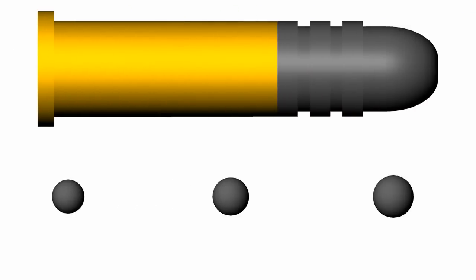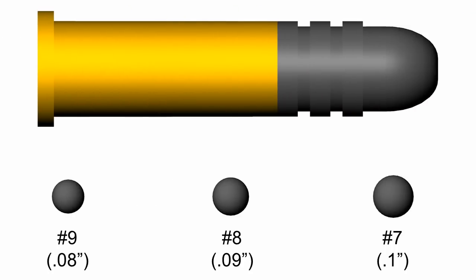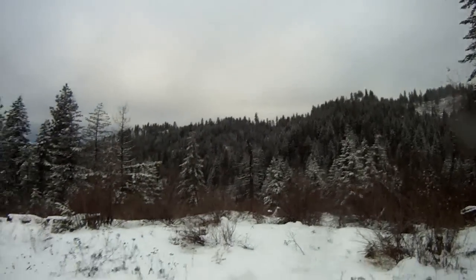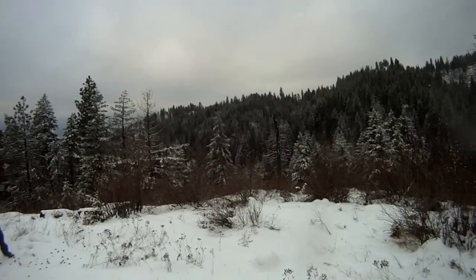Moving up the scale, we have number 9, 8, and 7 shot. Unlike minuscule number 10 and smaller sizes, this shot is heavy enough to remain effective beyond absolute point-blank ranges, but still provides very high pellet counts and large, dense patterns that are ideal for fragile, but smaller fast-moving targets such as clays or small game animals.